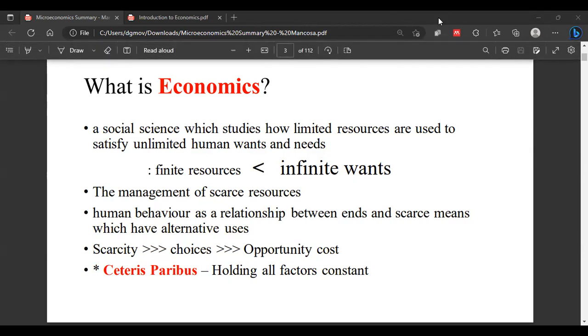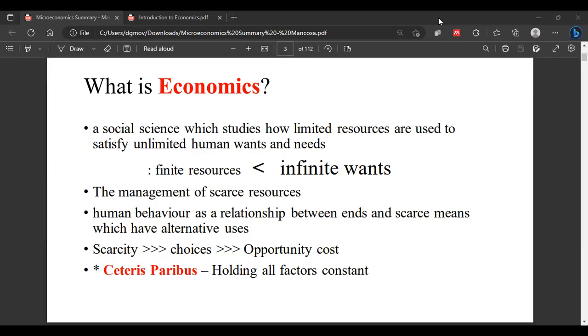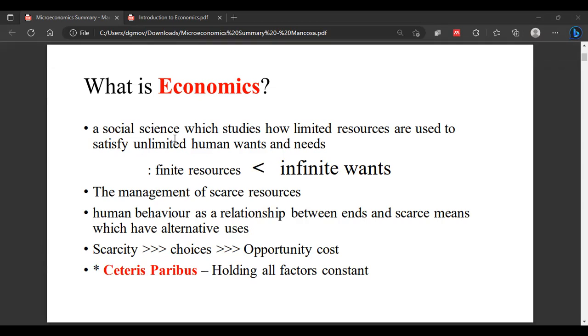And why? In this instance, the decision between watching TV, sleeping, and attending this session, what is the resource that is scarce? Time. Awesome. Time is limited. It is an example of a finite resource. And that is all economics is all about.